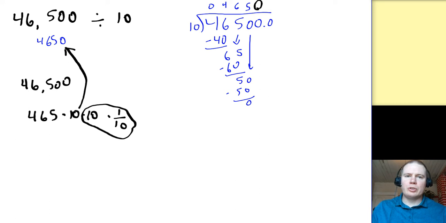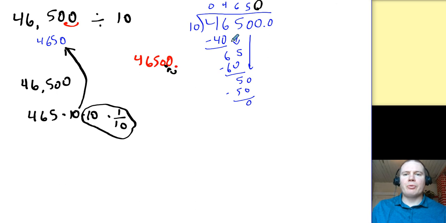So the really super shortcut when you're dividing by 10 is you just move the decimal point back one spot to indicate that your original number is actually moving to the right one spot. Really, we're starting with 46500 point. And then shifting this to the right one spot, which is the same as shifting the decimal to the left one spot.